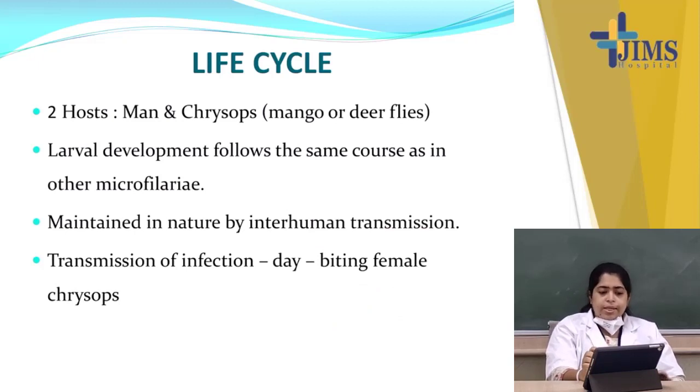Now coming to the life cycle, they have two hosts, man and Chrysops. Chrysops are mango or deer flies. The larval development follows the same course as in other microfilaria, and it is maintained in nature by interhuman transmission. Transmission of infection is by the day-biting female Chrysops.